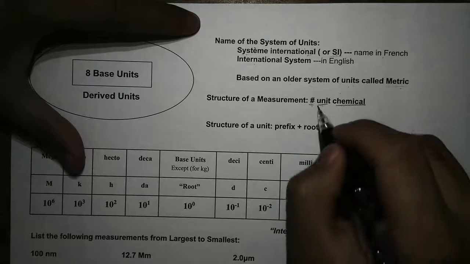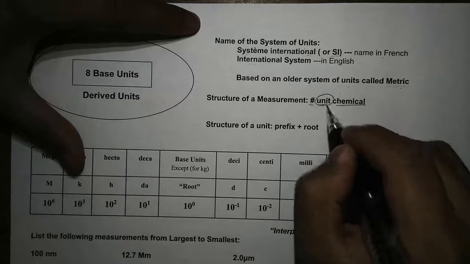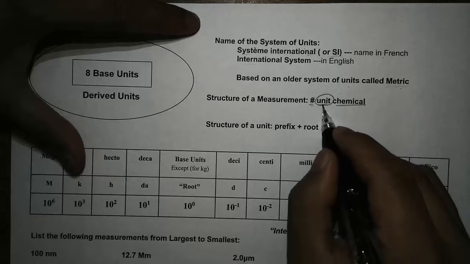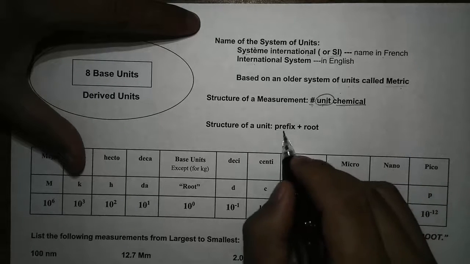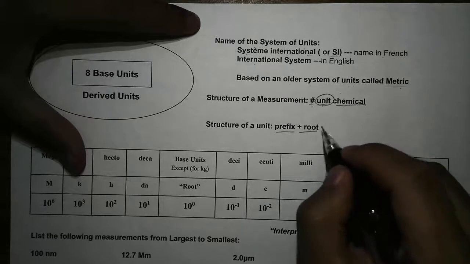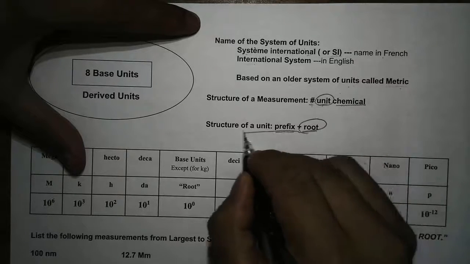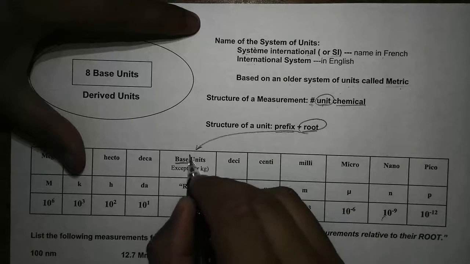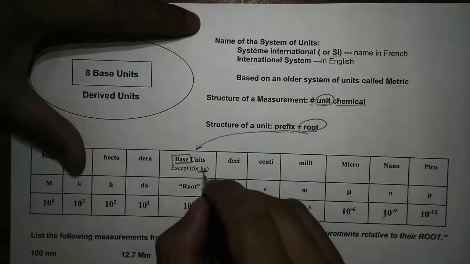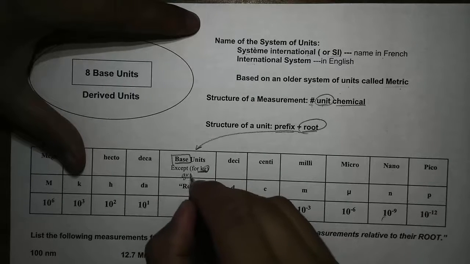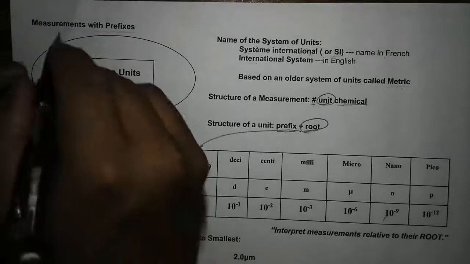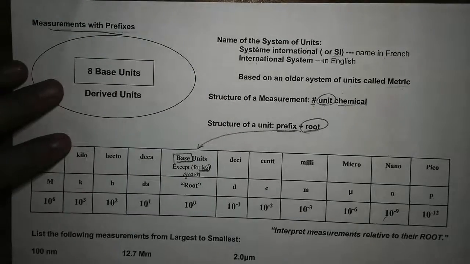In this video, we are going to look at the unit part, and how a unit of a chemical has a structure of prefix plus root. We learned that the roots are basically the base units of the SI, except for kilogram, where the gram is the root. So this lesson is about measurement with prefixes.